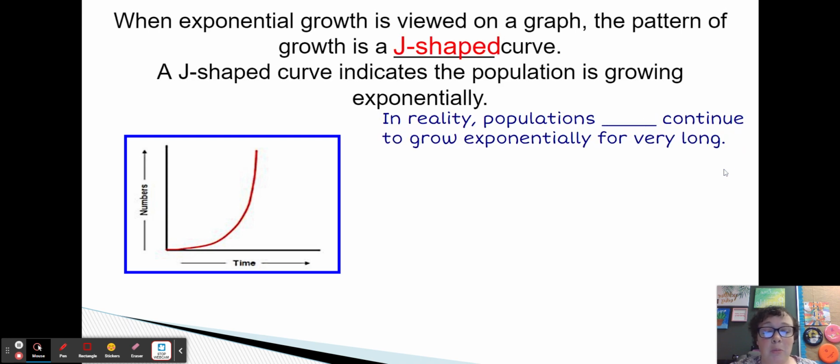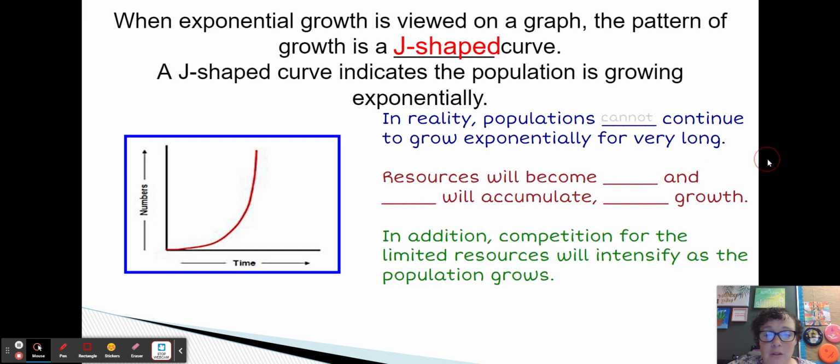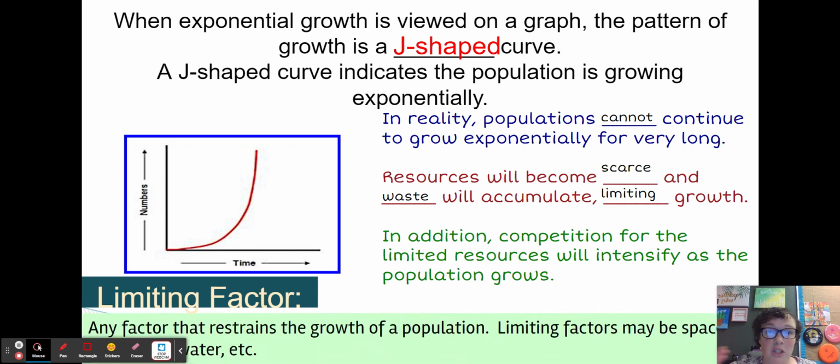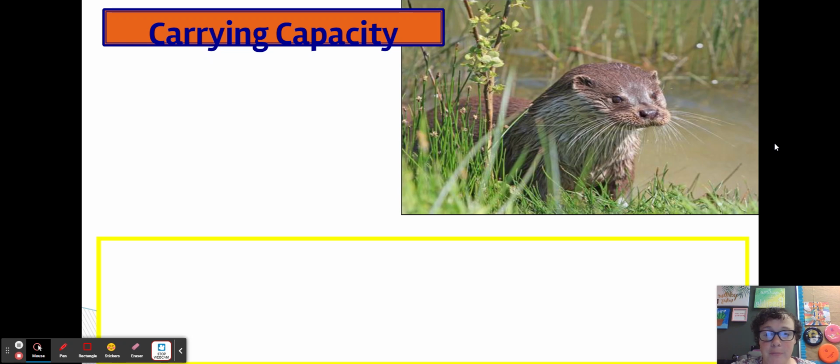We call it a J-shaped curve because if you look at it, it looks like the letter J, but this doesn't happen for very long. Limiting factors exist in all populations. As the resources become scarce, there's waste, the growth becomes limited, and all of those factors that eventually slow down the population are considered limiting factors.